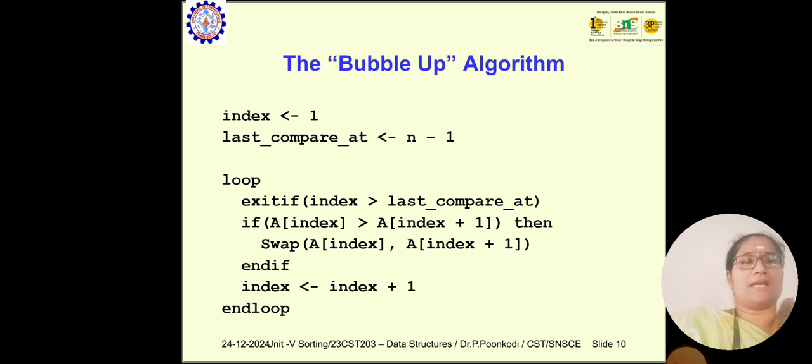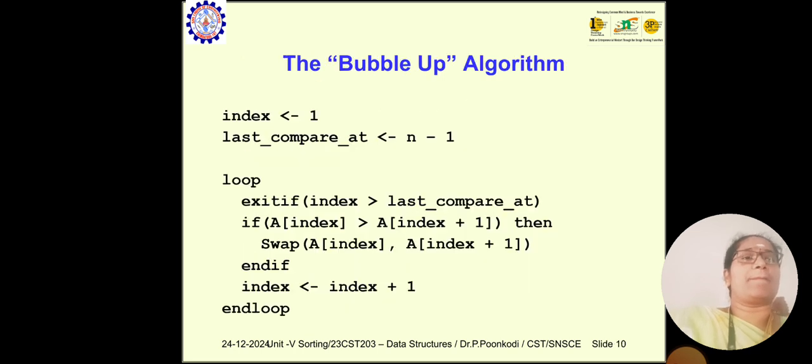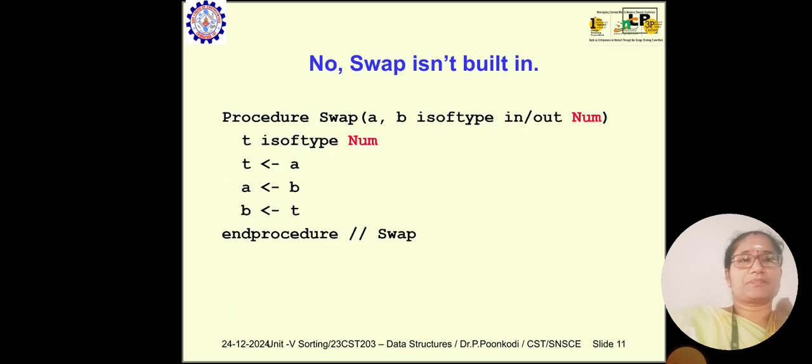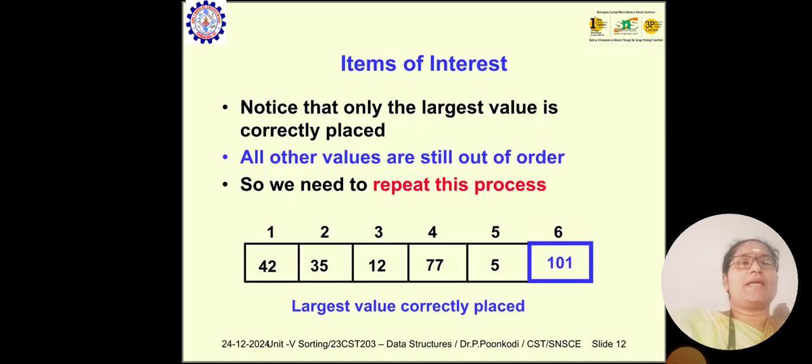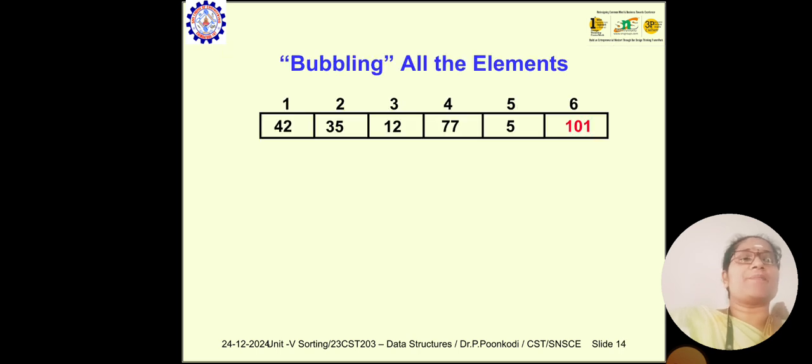First we have to identify the index positions, and the last comparison will be n minus 1. For example, we have 6 elements, so 6 minus 1, 5 comparisons take place. In this pass, the largest element is correctly placed. Next, we have to check the remaining elements, whether they are arranged in order or not. So we repeat the same procedure to swap the elements.